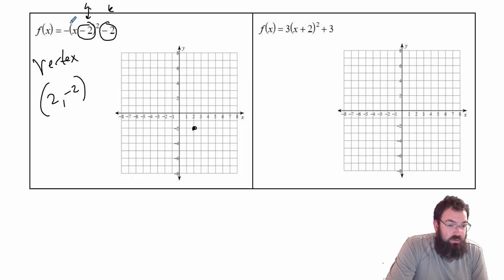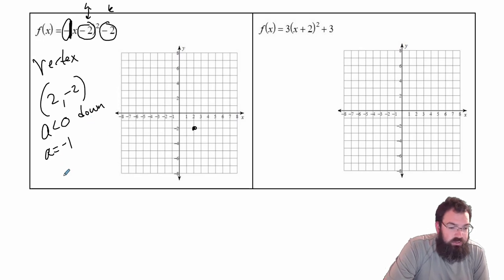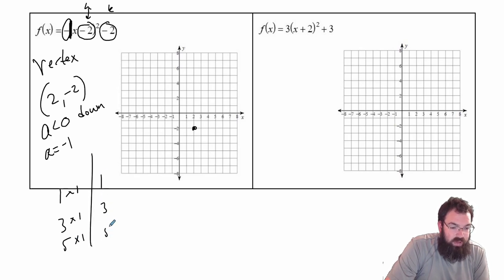The a value is negative, right? It's that 1 right where that negative is right there. So a is less than 0, so it goes down. But a is 1, or -1 really, but it's 1, that's fine. So we're still going to use our 1, 3, 5 rules that we talked about, but I multiply by 1. So these stay the same, right? 1, 3, 5. Because I go down 1 over 1 in both directions.